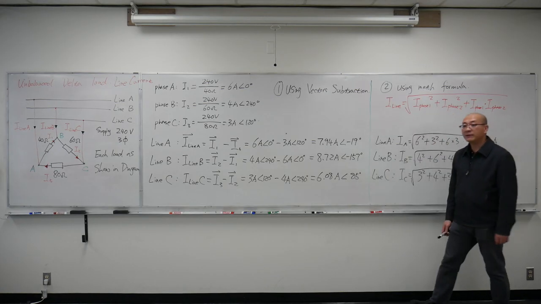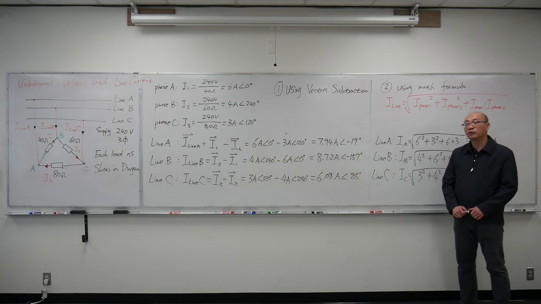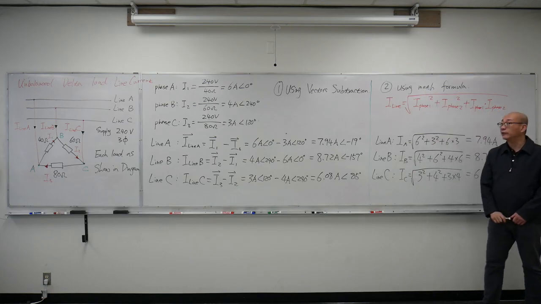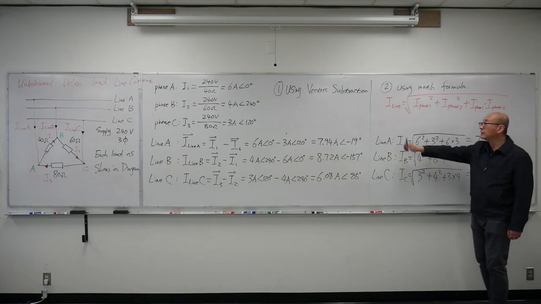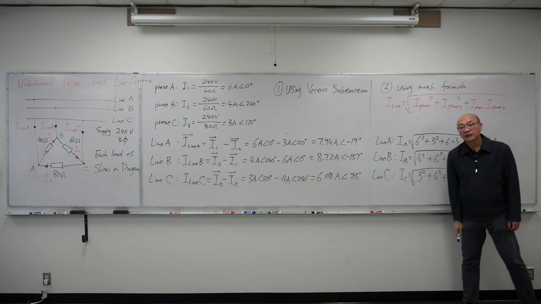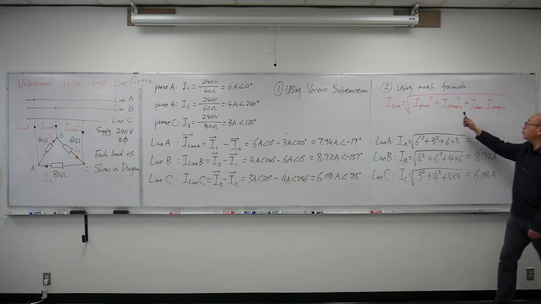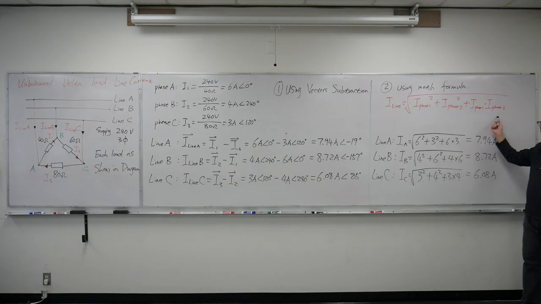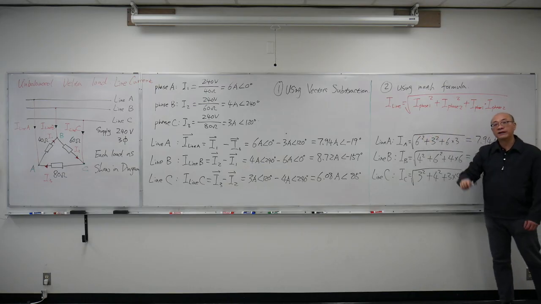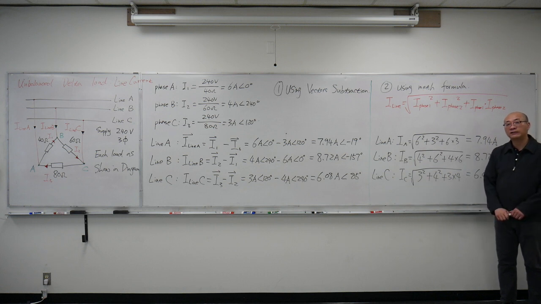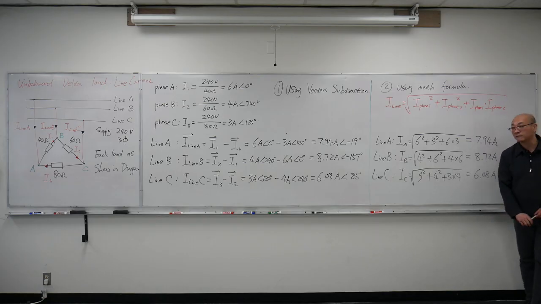Another way, same as we did in Y for neutral current, we can use a math formula to calculate the line current. So this is the formula. The line current equals the 2 phase currents going to the same junction, each squared, plus the 2 phase currents multiplied together. Take the square root, and that gives us the answer. By using the math formula, you're not going to have the degree. But as an electrician, we don't need to worry about degree too much. We need to worry about the value of the current.